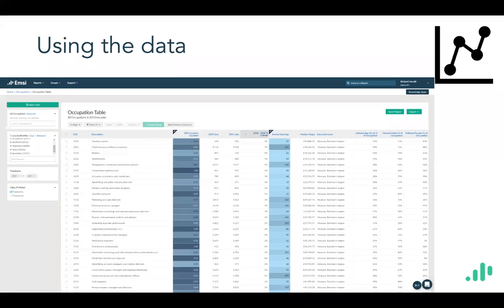And of course, when the new data does come through from the ONS and the impacts that are there, that will impact the projections that we have as well. So hopefully that addresses that to some extent at least.